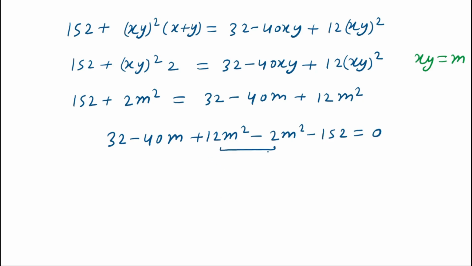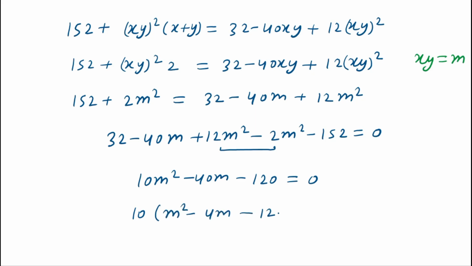12m square minus 2m square is 10m square minus 40m, 32 minus 152, this is minus 120, and this is equals to 0. In left hand side if we take common 10, then you will get m square minus 4m minus 12, this is equals to 0. If we divide both sides by 10, then you will get m square minus 4m minus 12, this is equals to 0. Here we have a quadratic equation, m square minus 4m minus 12, this is equals to 0.